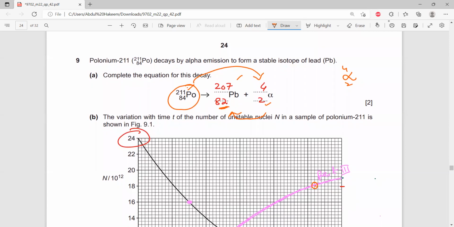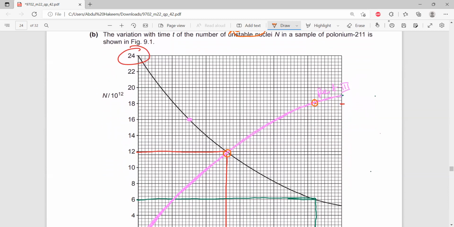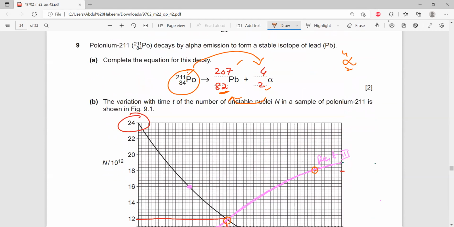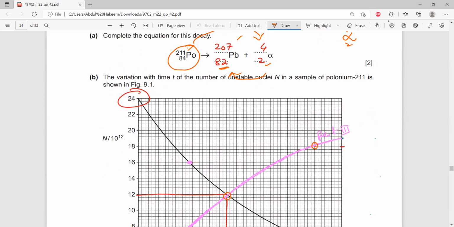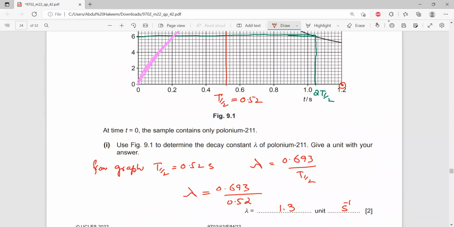The variation with time t of the number of the unstable nuclei in the sample of the polonium is shown in the figure, okay? So initially the number is 24 times 10 power 12, and then gradually it is decreasing after emitting alpha particles. So each polonium is emitting 1 alpha particle. It is visible from this equation. Now the question is at time t0, the sample contains only polonium, okay? Use the figure 9.1 to determine the decay constant lambda. So give a unit for your answer.